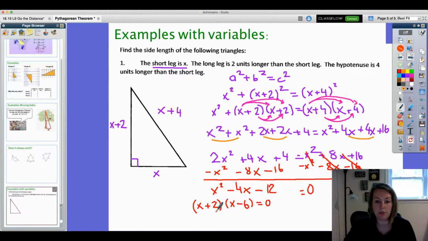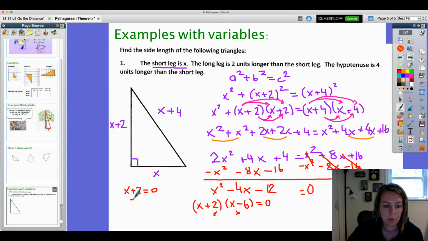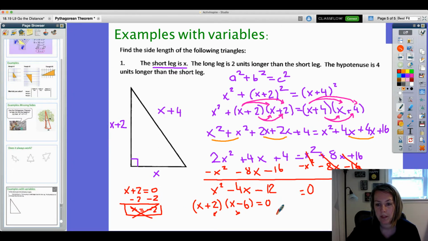So remember, to solve this further, we're going to have to set these to 0 separately. So I'm going to have x plus 2 equals 0. I'm going to subtract 2. And I'm going to get x equals -2. Now, can I have a side length of -2? No, I can't, because we're on real world examples. So this actually won't work. So let's see if I can do this with x minus 6 equals 0. Well, I'm going to add 6 on each side. So I'm going to have x equals 6. And that definitely works.